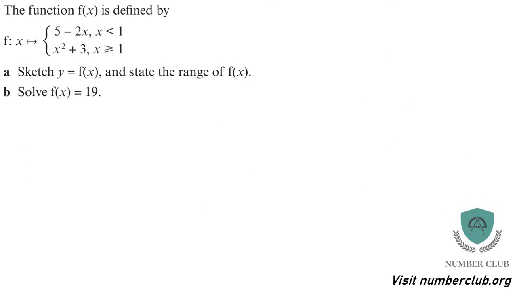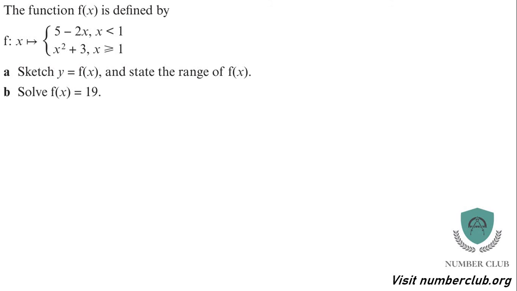Okay, moving on. Okay, this function, f of x, is defined by this very weird looking set of symbols. So we have f is a function including variables x such that when x is less than 1, we've got 5 subtract 2x as our function. And when x is greater than or equal to 1, we get x squared plus 3 as our function. So a bit weird. Now this is called a piecewise function. It's a piecewise function because it's split into pieces.